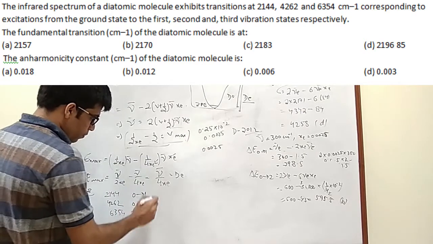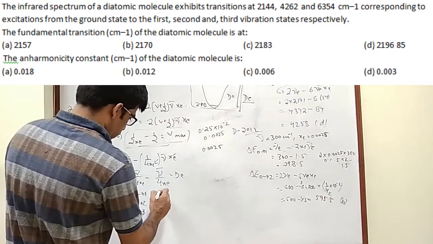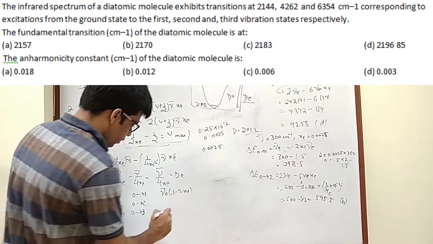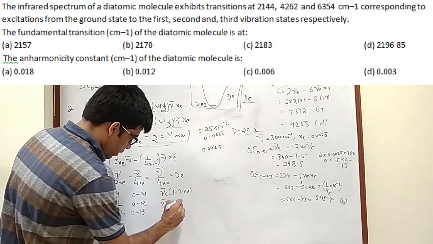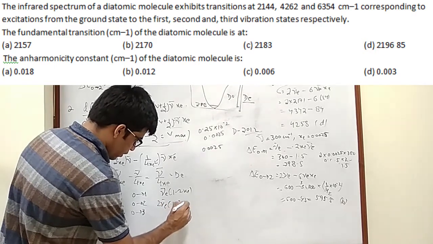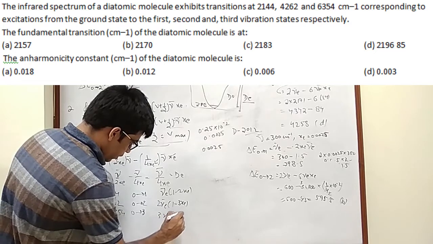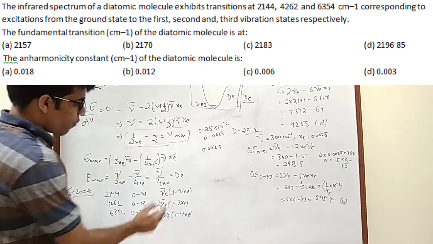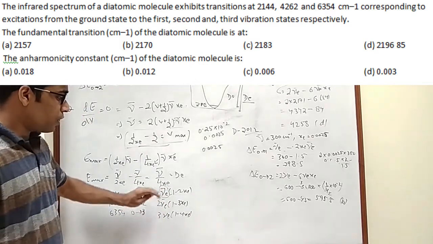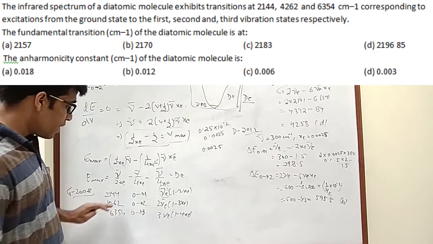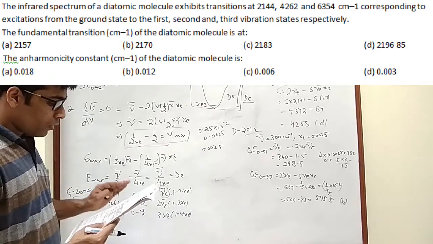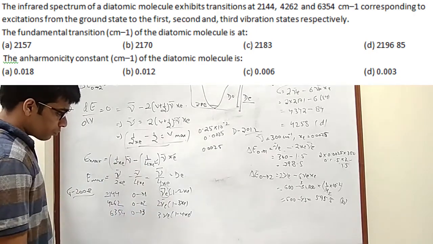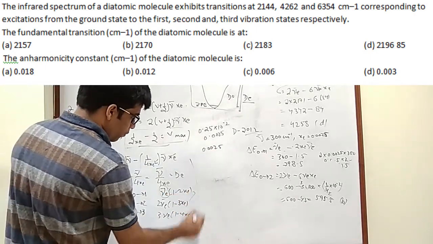Okay. So that means this would be ν̄e(1 − 2xe), this is 2ν̄e(1 − 3xe), 3ν̄e(1 − 4xe). Okay. Now when they are saying you have to find the fundamental transition, they want this actually. In this question, this was what was required. I understand this is the fundamental transition, but they are asking for the value of the frequency of the vibration. Okay, so we can solve these two.